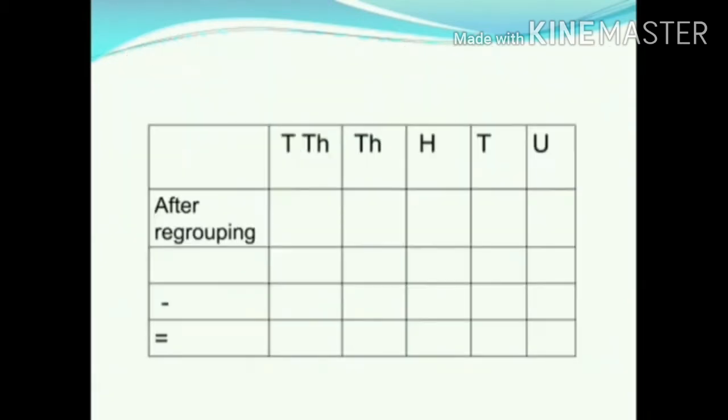Children, write the numbers in the vertical column according to the place of each digit. First we should subtract units place digits. They are 5 and 2. 5 minus 2 is equal to 3. So we will write 3 in units place. Next we should subtract tens place digits. They are 8 and 6. 8 minus 6 equals 2. So we will write 2 in tens place.